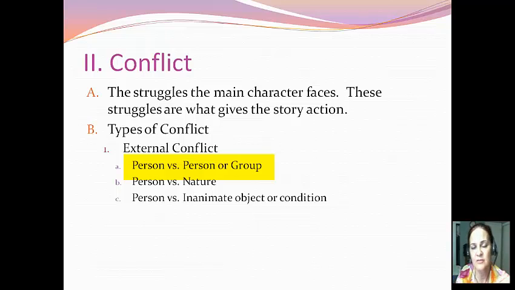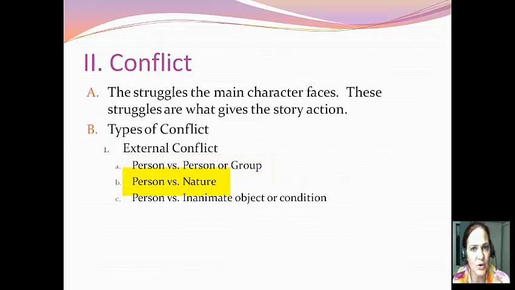Or you could have person versus group. It could be a small group of people, like a mob, or it could be person versus society. If a person wants to break the law and society says, no, that's against the law, that would be person versus society. Or if a person is rallying against the government, that would be person versus society. So that would be external in this category.